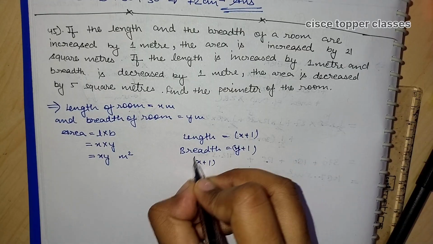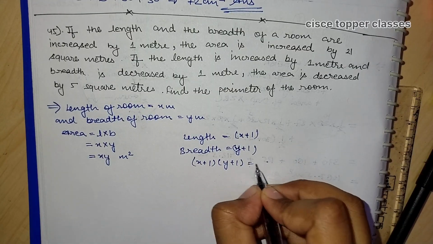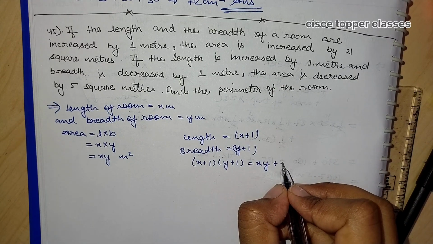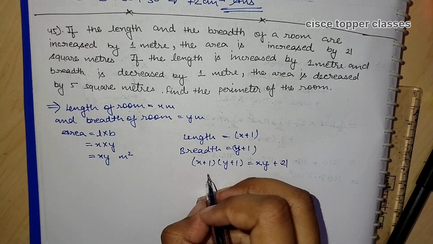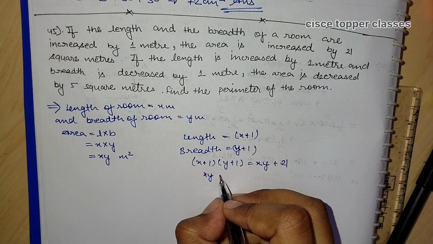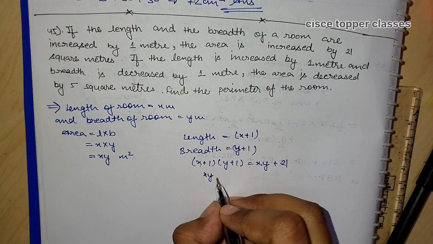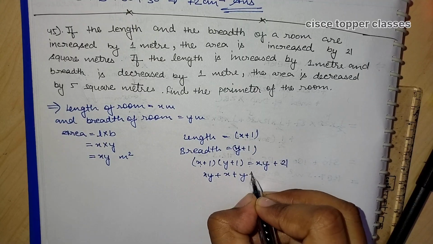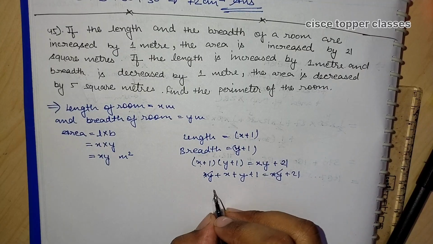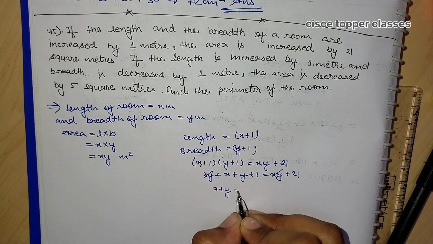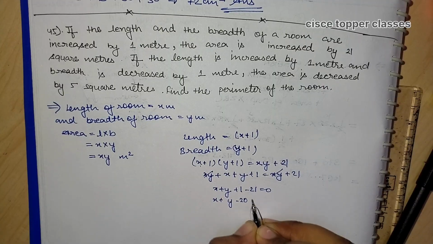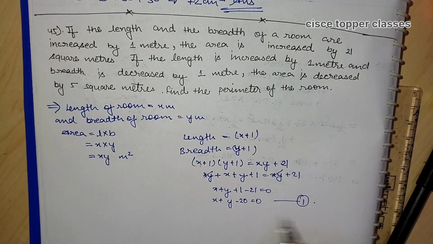So x plus 1 into y plus 1 will be equal to xy plus 21, because it is increased by 21. So multiplying this, xy plus x plus y plus 1 equal to xy plus 21. So xy will be cancelled out, and here we can write x plus y plus 1 minus 21 equal to 0, x plus y minus 20 equal to 0. So put it as the first equation.